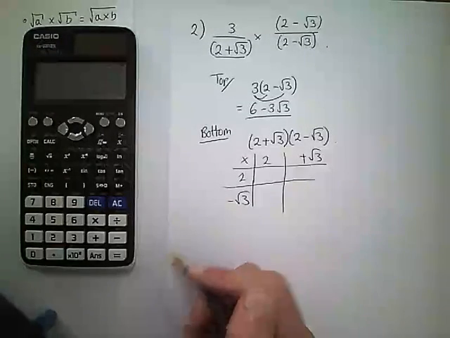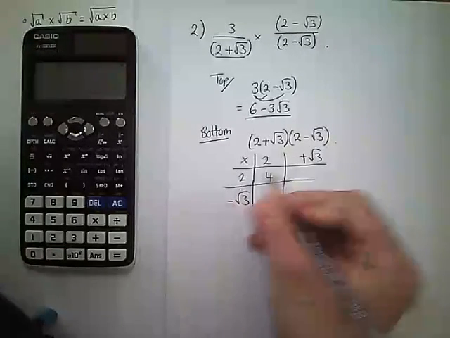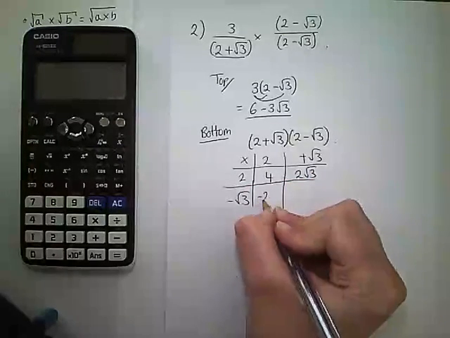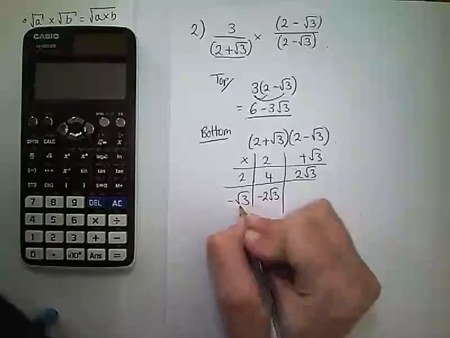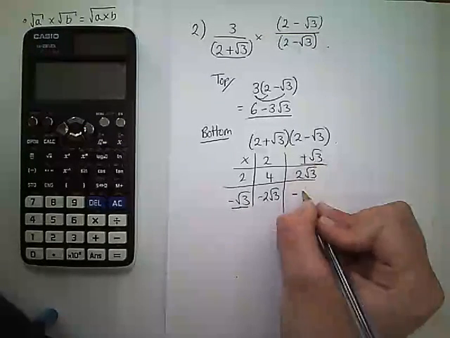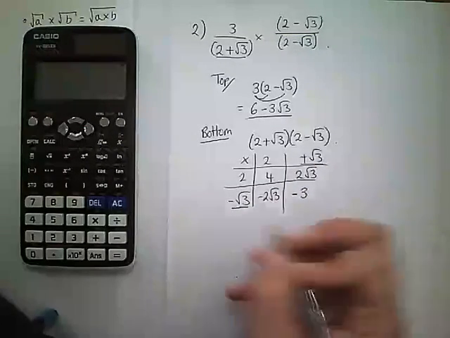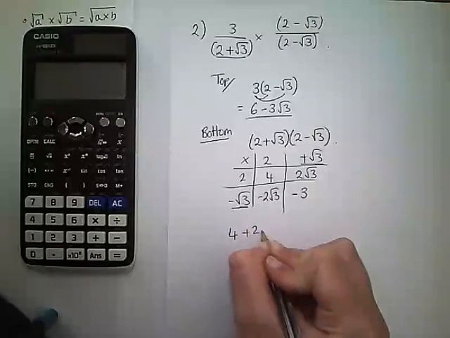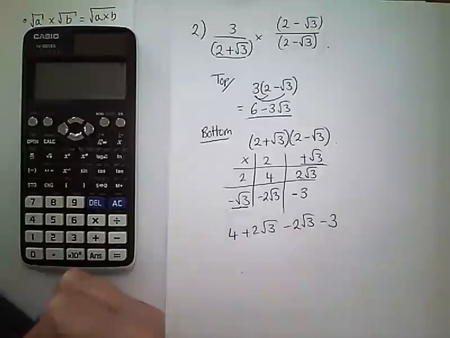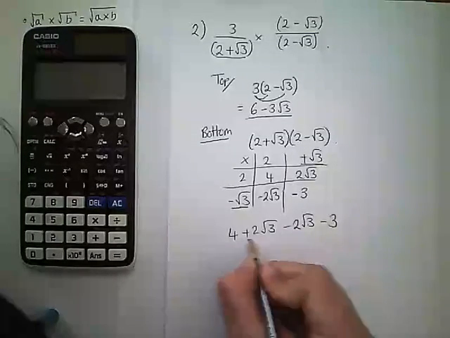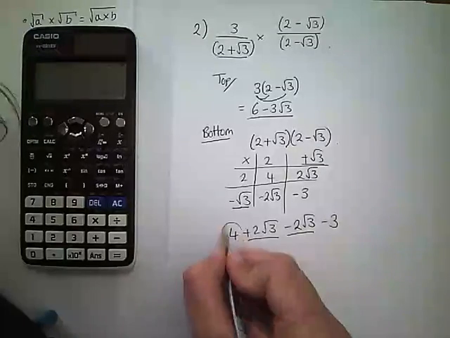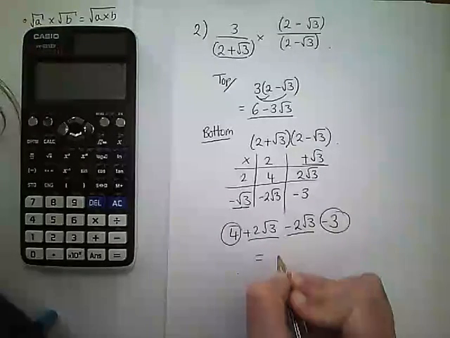So 2 times 2 is 4, 2 times root 3 is 2 root 3, 2 times minus root 3 is minus 2 root 3, and minus root 3 times root 3 is 3. So the bottom becomes 4 plus 2 root 3 minus 2 root 3 minus 3. What happens if I do 2 root 3, take away 2 root 3? I get nothing. So I'm left with 4 take away 3, which is 1.